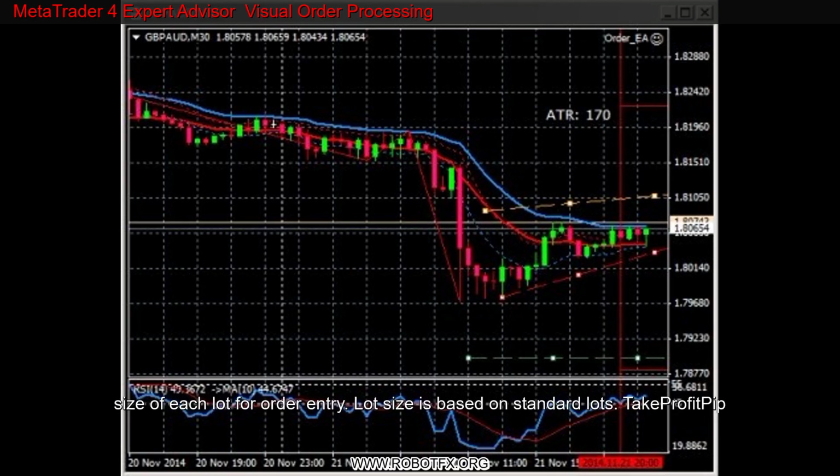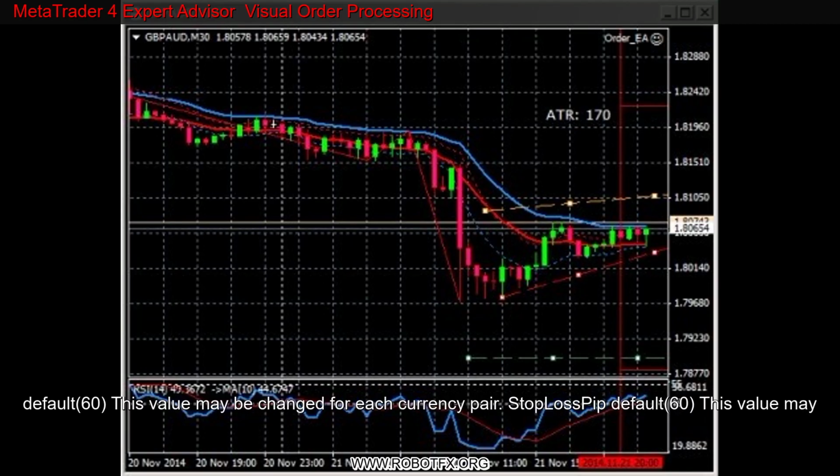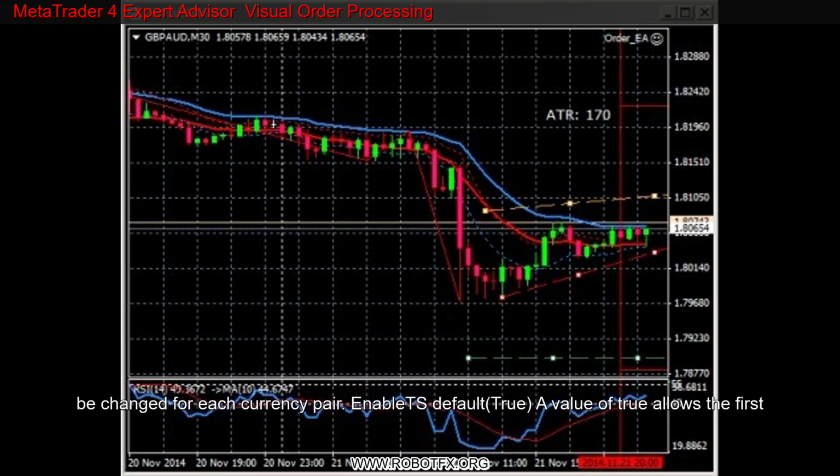Enable TVS, default true. A value of true allows the first take profit line hit to be converted into a trailing stop line. Only one trailing stop is available at a time. When the current price is 10 pips back from the take profit line, a trailing stop is created 20 pips back from the current price. Each pip the price advances, the trailing stop is advanced 2 pips until within 4 pips of the current price. A value of false disables this feature and the take profit line reverts to a hard stop.